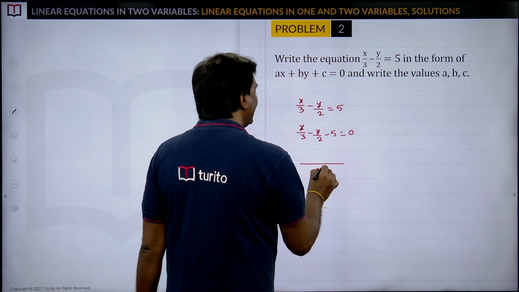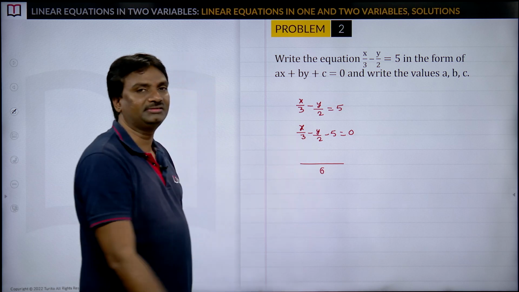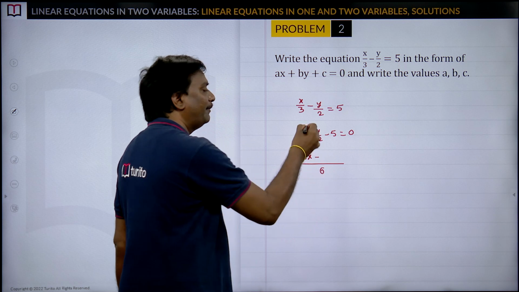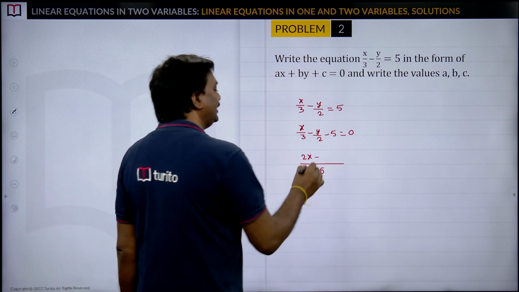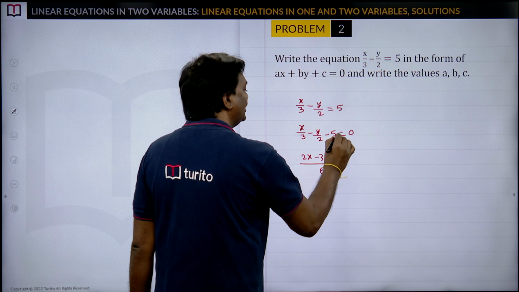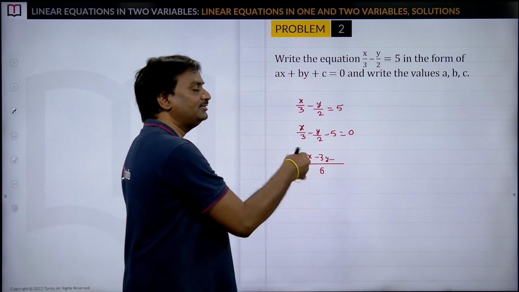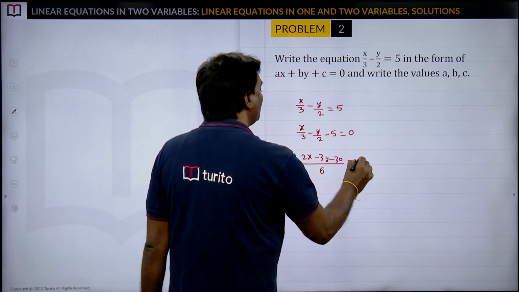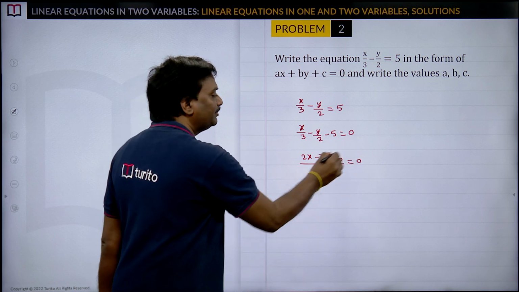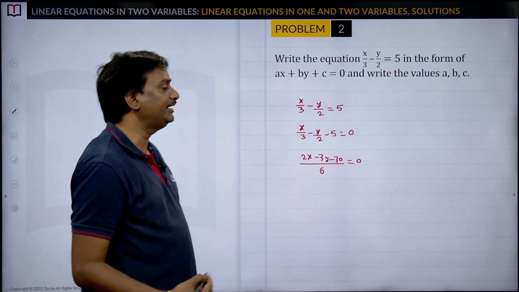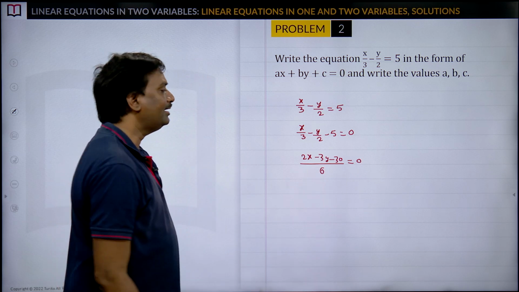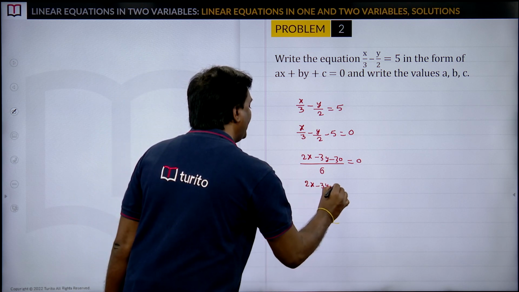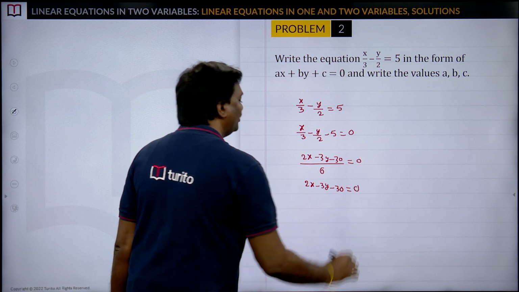By taking 6 as LCM, if you divide 6 by 3, you will get 2, where the numerator is 2x. Minus, by dividing 6 by 2, you will get 3y. Minus 5 means 5 by 1; if you divide 6 by 1, you will get 6, 5 sixes are 30, equal 0 by cross multiplying. By cross multiplying, 0 into 6 equal 0, because if you multiply any number by 0, you will get 0 only. So from this you will get 2x minus 3y minus 30 equal to 0.